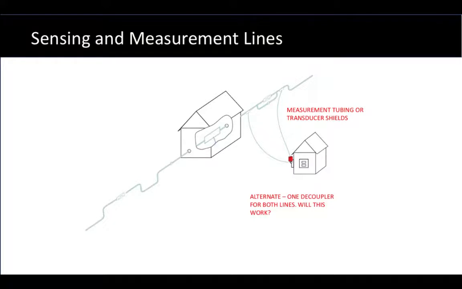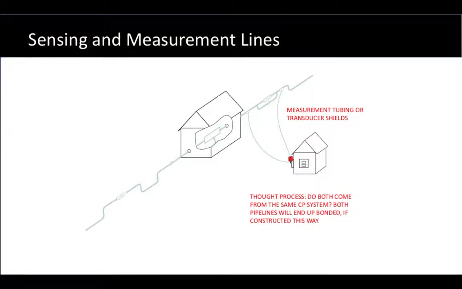Well, before we address that, let's even say that we could take the two decouplers and make that become just one if it were located at the common point, which is where these lines come to the measurement building. Therefore, both of these tubes or shields would bond to a common decoupler terminal before the other decoupler terminal ties to the building grounding system. Is this going to work? Is that an acceptable approach?